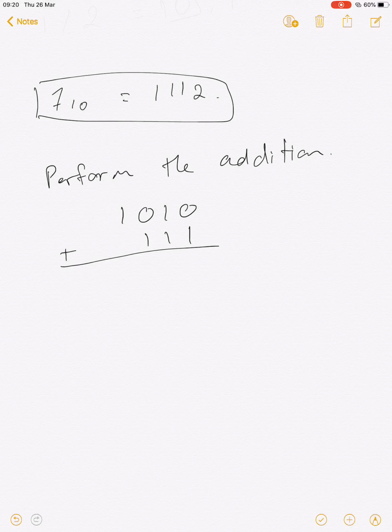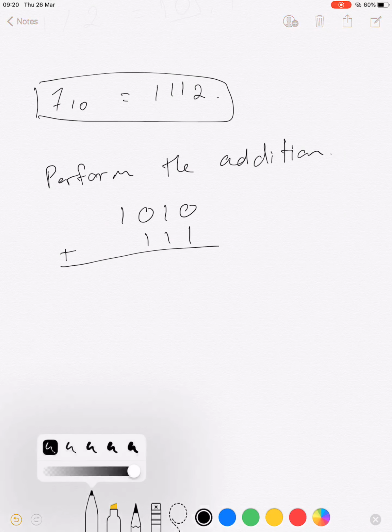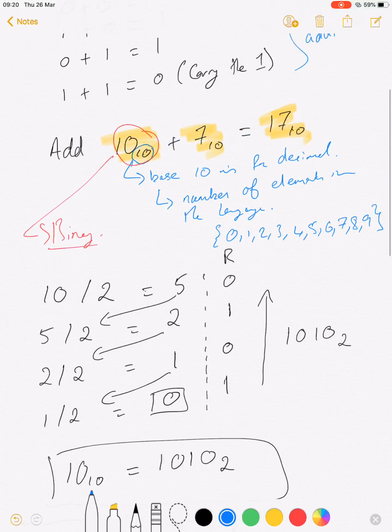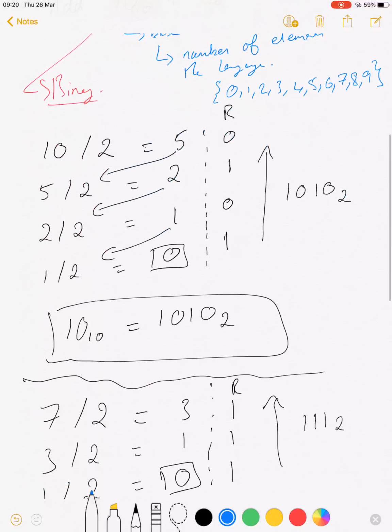So let me just write down our actual rules again. So we know that 0 plus 0 is going to be equal to 0. 1 plus 0 is equal to 1. 0 plus 1 is equal to 1. 1 plus 1 is equal to 0, and then we have a carry, yeah? We say C1 or carry a 1, yeah? Okay, so these are the rules that are just simply up here, okay? So we've just taken them down a little bit.